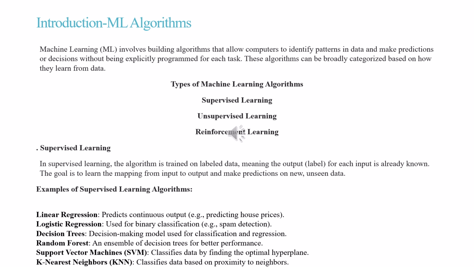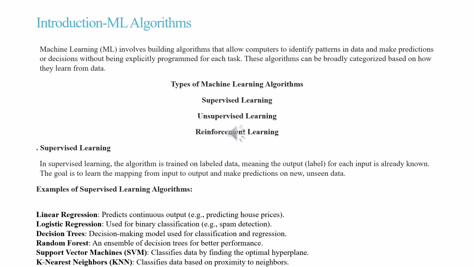How are they going to learn from the data, without being programmed for each task, by building algorithms that allow the computer to identify patterns in data? You will also find making decisions and predictions from functions. These algorithms are broadly categorized based on how they learn the data. So what are the types of machine learning algorithms? They are supervised learning, unsupervised learning, and reinforcement learning.